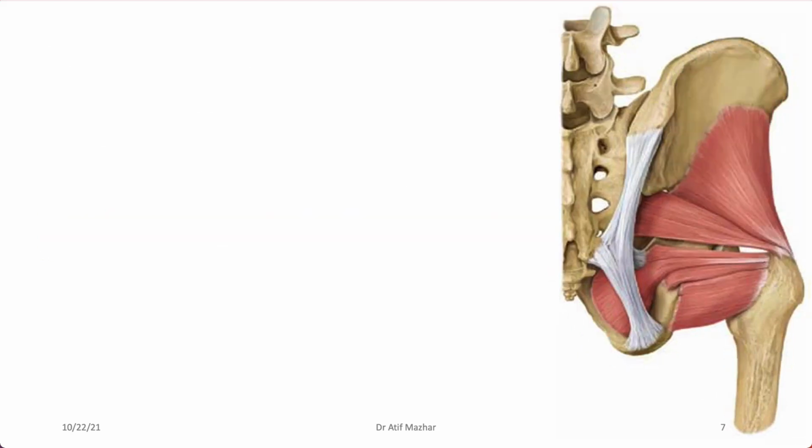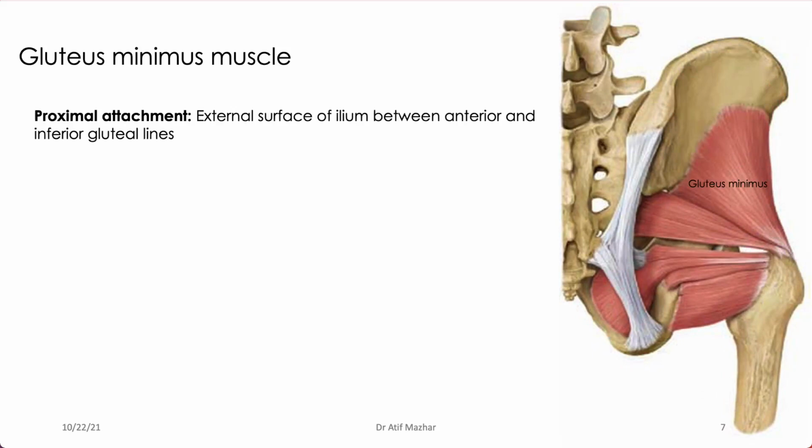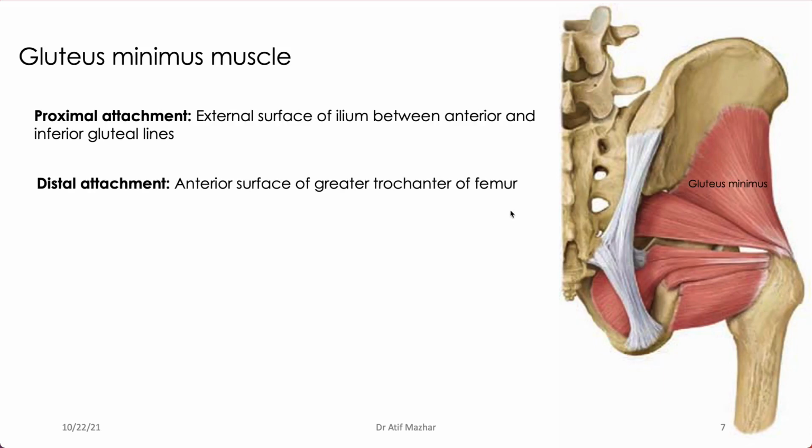Now we have removed the gluteus medius, we have removed the gluteus maximus, and now we are at the gluteus minimus. The name says it is a tiny one. This gluteus minimus comes from the external surface of the ilium between the anterior and inferior gluteal lines. You remember we talked about those lines. And then it goes where? To the anterior surface of the greater trochanter. That was going to the lateral surface. And then it is innervated by the same nerve, the superior gluteal nerve.